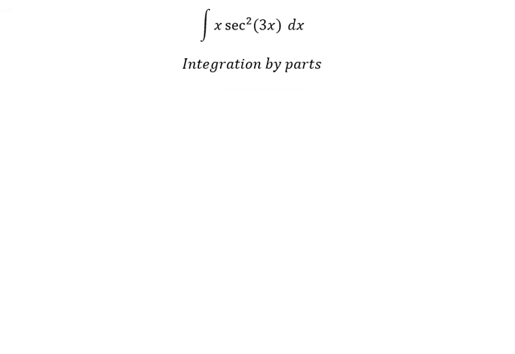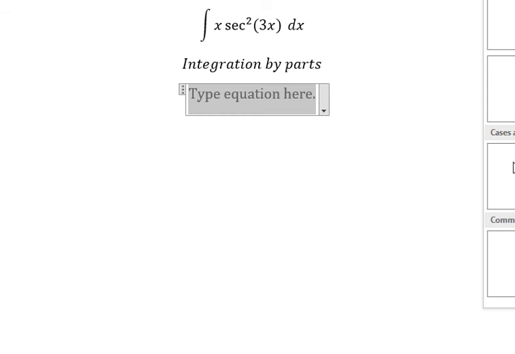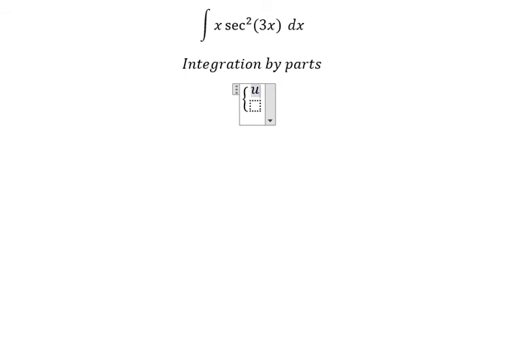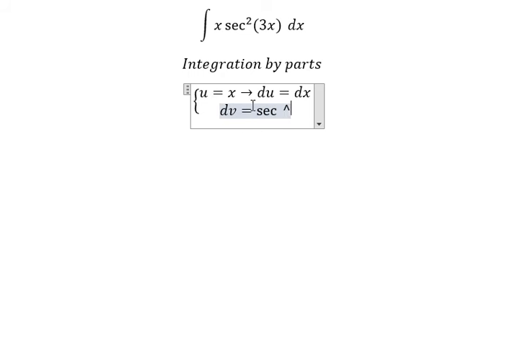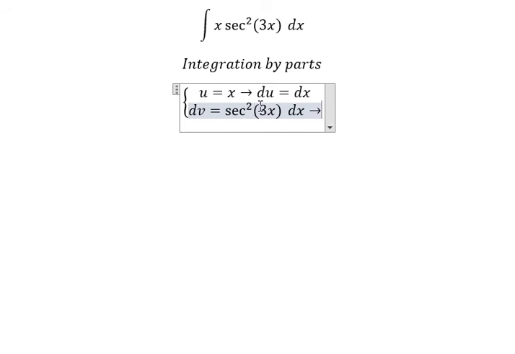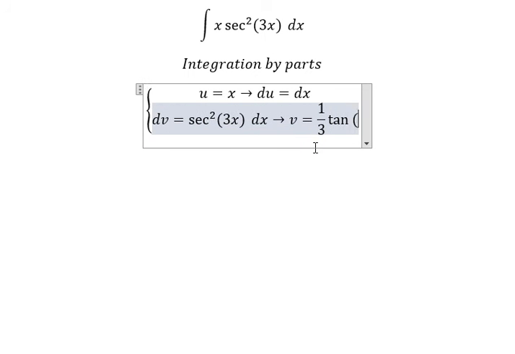by parts. So I will put u equals s, du. You get 1 after we take the first derivative. dv, we have secant of 3s squared ds. The integration of this one, we have v equals 1 over 3 tan 3s.